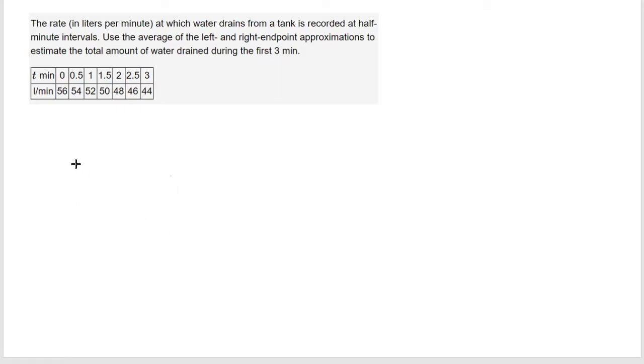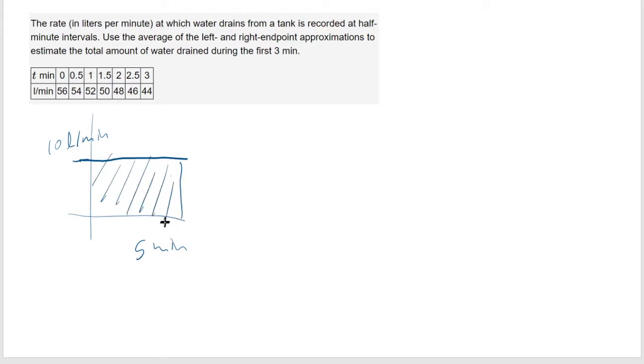So let's say you have 10 liters per minute of water coming out of the drain, and you did that for, say, 5 minutes. Then this area gives you 5 times 10, which is 50 liters. That's the amount of water drained from the tank. So once you think about this simple example, you realize that this problem at hand is really about finding the area under some curve.